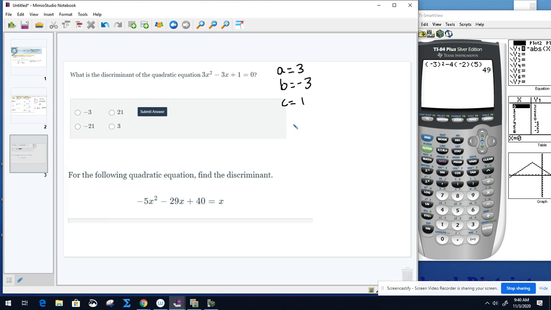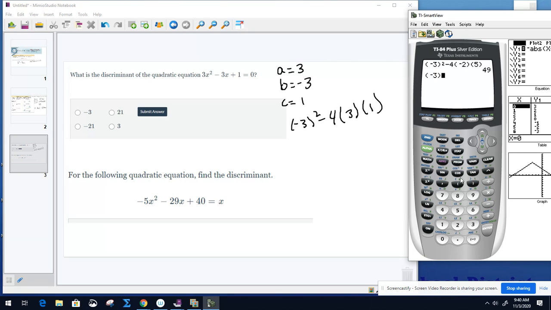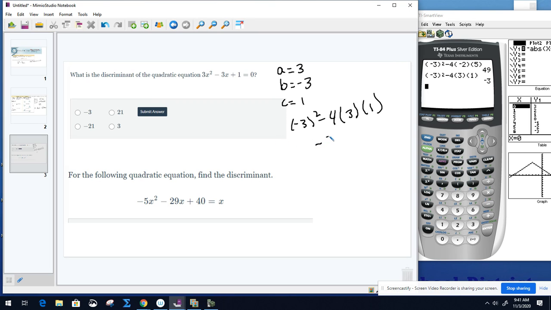So again, plugging it into the formula, it'd be b squared minus 4 times A, which is 3, times C, which is 1. Okay, plug that in. -3 squared minus 4, parentheses 3, parentheses 1. Just make sure you press the buttons correctly. That gives me a -3. So in this answer, all it wants you to do is give you the multiple choice. What does that mean? That means there's 2 imaginary solutions. The graph won't cross the x-axis.